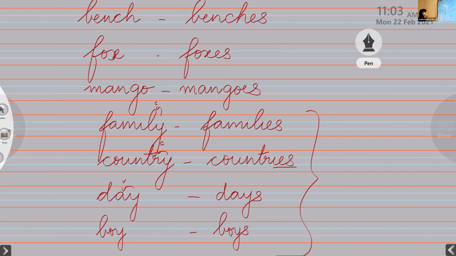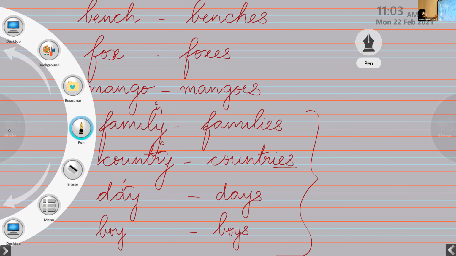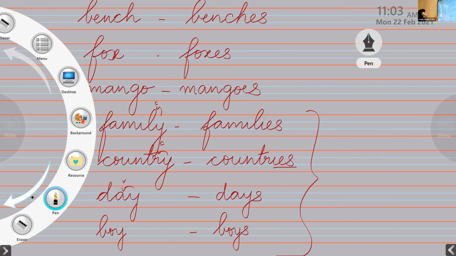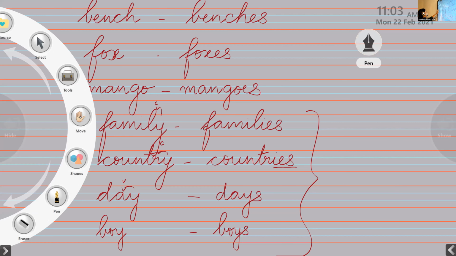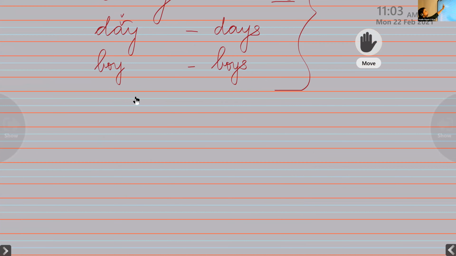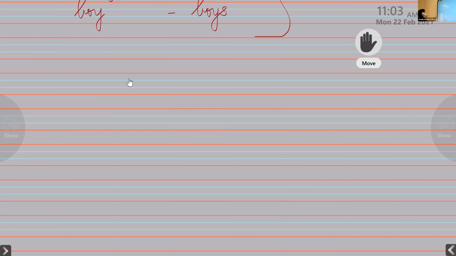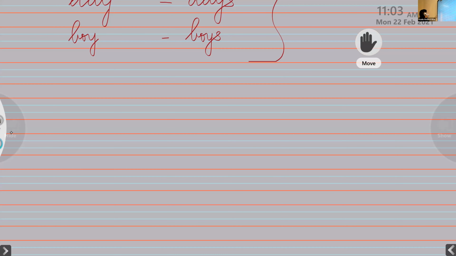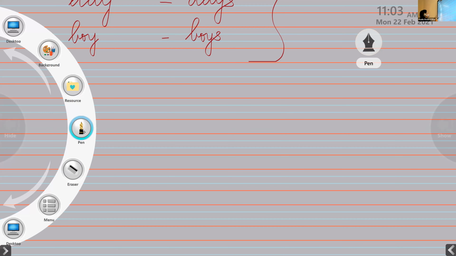The next rule is that if the words end in F or FE, what will we do? Change F or FE into VES. Have you understood? Change F or FE into VES.